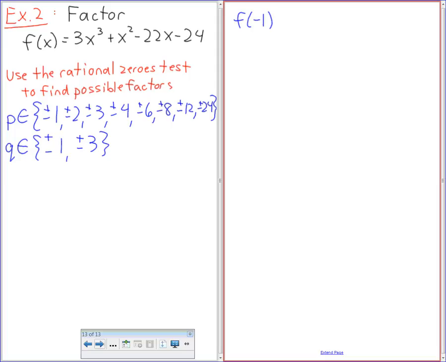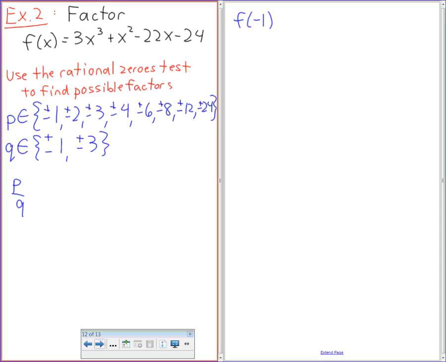Wait, so these factors are in the... No, so remember, this is the set that we're looking for, P over Q. So like 2/3 could work, right? 8/3 could work. Any combination of both of them will work. There are lots of combinations, but you're always going to start at this end. So I'm going to try f of negative 1.